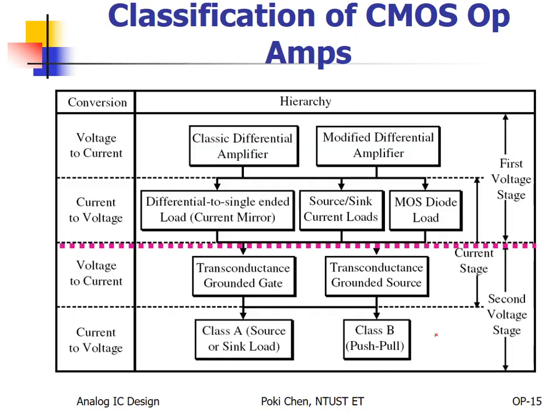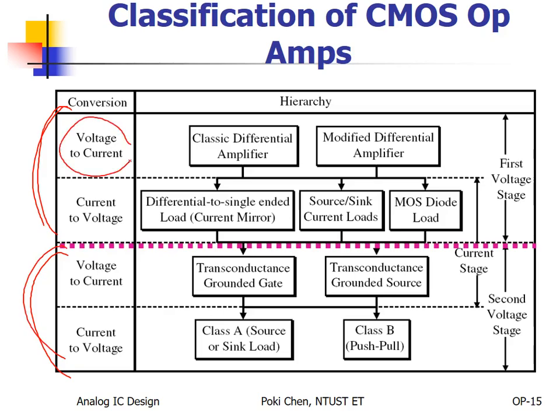According to Professor Allen's textbook, this is a very good classification for you to know: first stage and second stage. How about the third stage? Because the third stage is for current amplification, if there is any. So according to Professor Allen's textbook, it only focuses on such a two-stage structure.